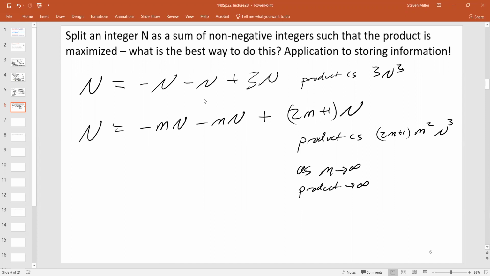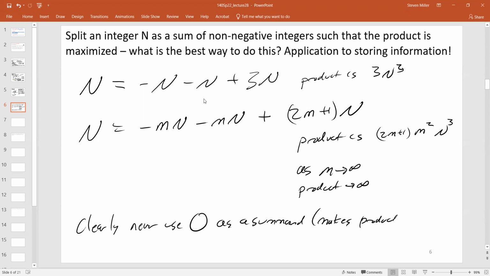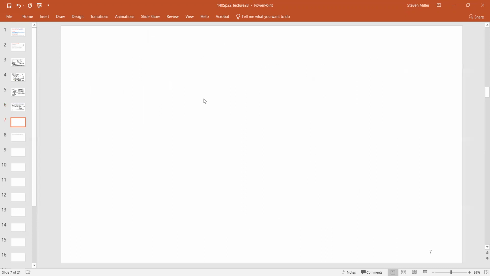What if one of the summands was 0? What would that mean? I'm decomposing into a sum of non-negative numbers. Why aren't I allowed to use a 0? Yeah, the product would be 0. So if I'm trying to find the largest possible product, I can just take n equals n. So clearly 0 is not the best I can do. So clearly never use 0 as a summand. It makes the product zero. Okay.